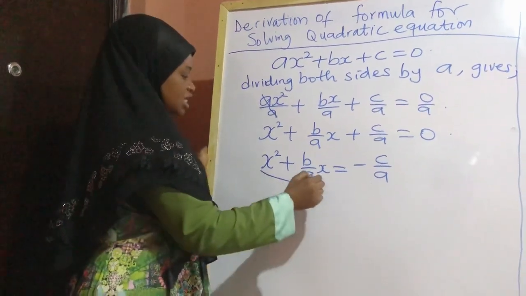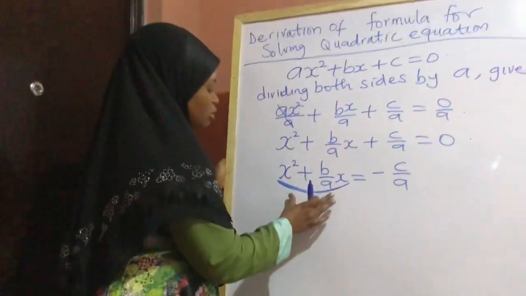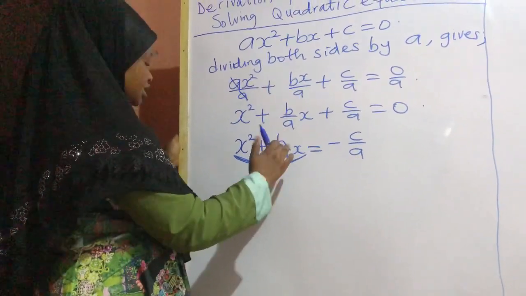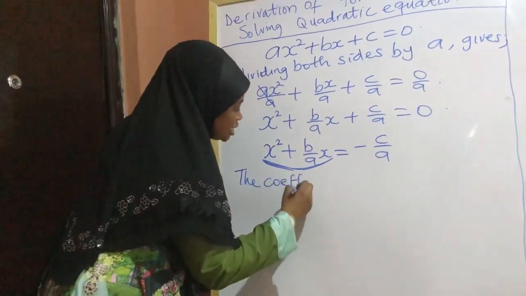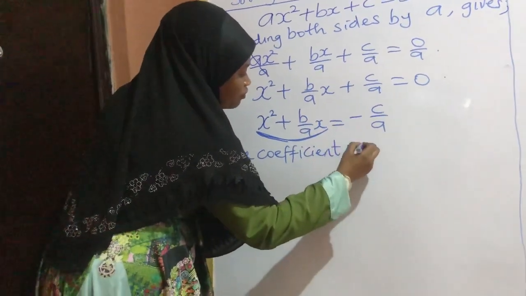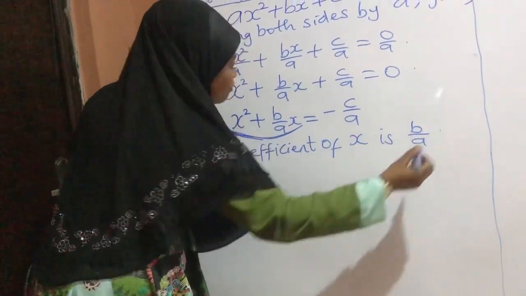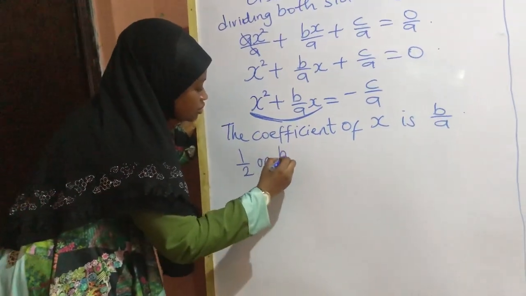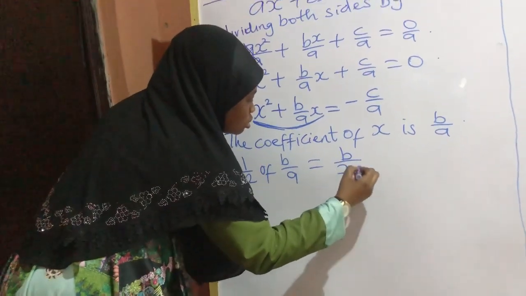This expression is an incomplete expression. So we have to make it complete. We have to make it become a perfect square. And to do that, we need the coefficient of x now. So the coefficient of x here is b over a. So we need half of b over a. So half of b over a is equal to b over 2a.